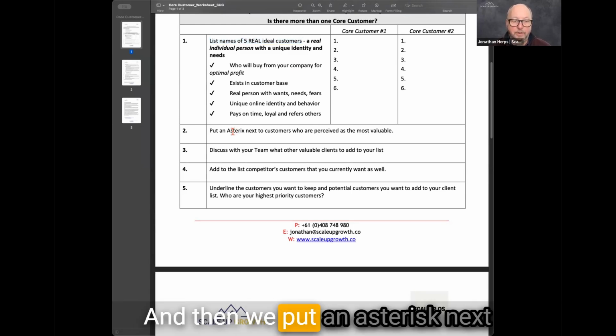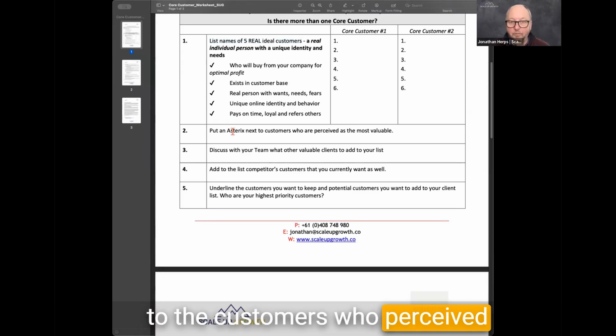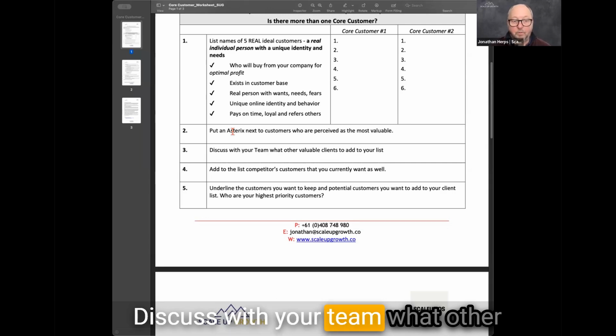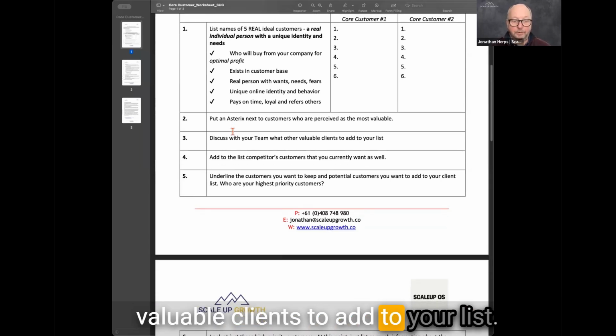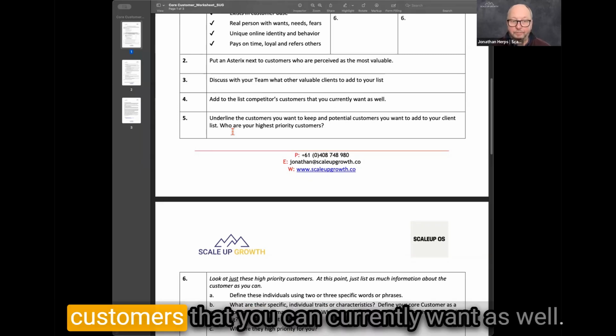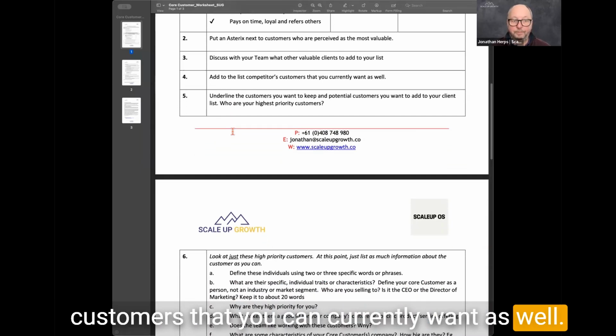And then we put an asterisk next to the customers who we perceive to be most valuable. Discuss with your team what other valuable clients to add to your list. Also add to the list your competitors' customers that you currently want as well.